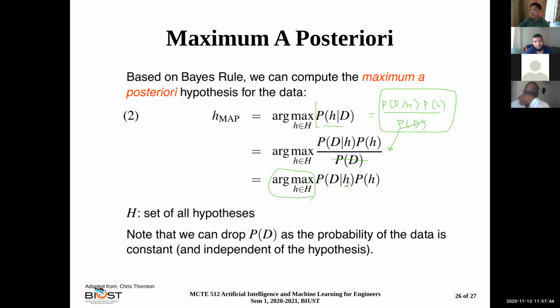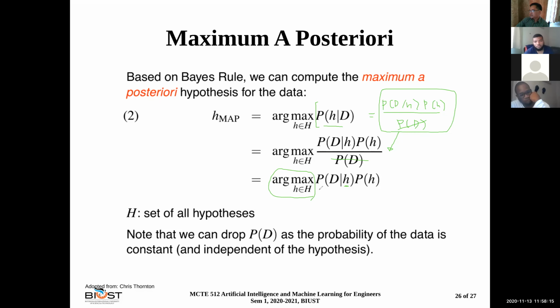Okay? In this case, the h was the length of the alligator, or the body length. Okay? Given a certain body length, what is the probability that it is an alligator, or what is the probability that it is a crocodile.